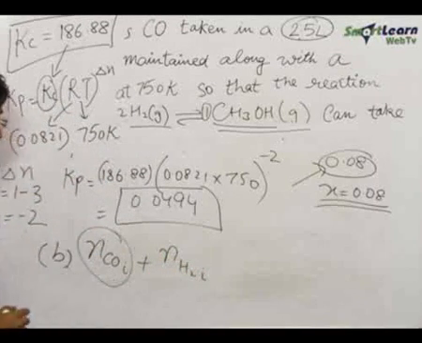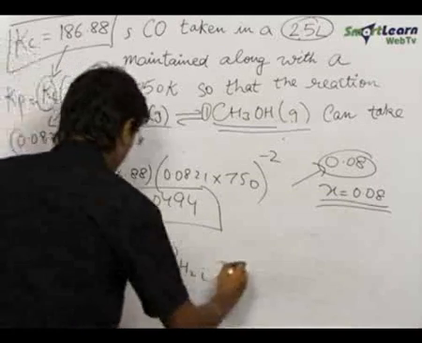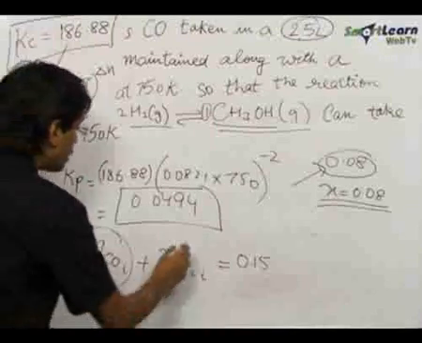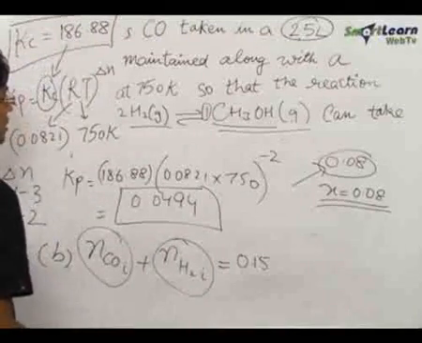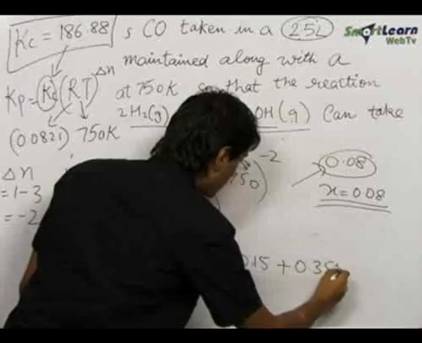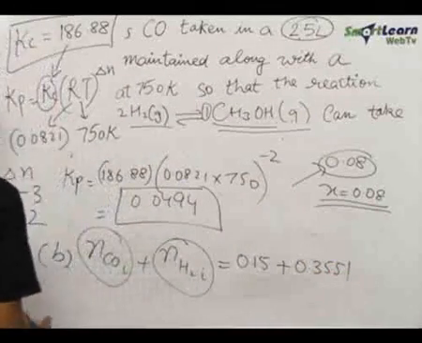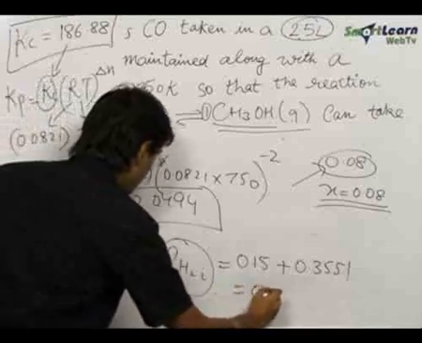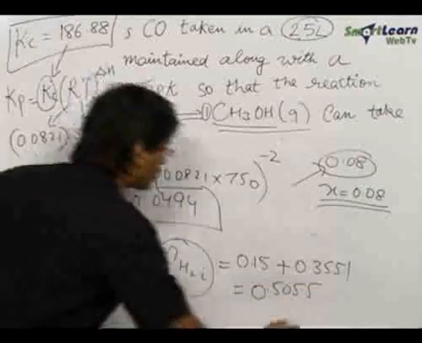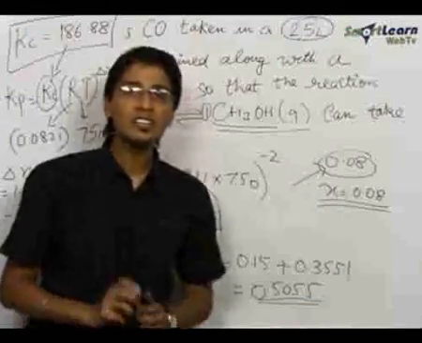Moles of carbon monoxide initially present were given to be equal to 0.15, and the initial number of moles of hydrogen, that is the value of A which we found out, was 0.3551, and hence the total number of moles present becomes equal to 0.5055. These are the total number of moles of the gases present at equilibrium if no catalyst is involved.